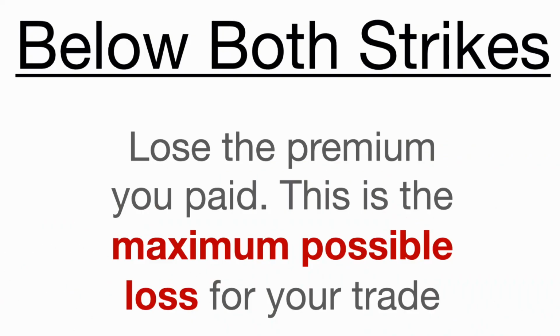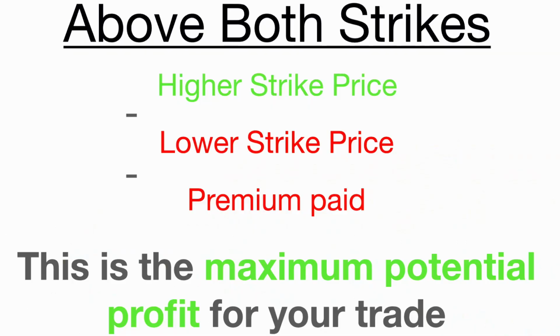So let's summarize the profit and loss potential of vertical call debit spreads that we've gone over today. The three options once again. First, we're below both of the strike prices. In this case, we lose the premium we paid, and that's our maximum loss, no matter how far below we are. Second, we're above both of the strike prices. In this case, our max profit is earned, which is just the strike prices subtracted from each other, and then subtract the premium as well.